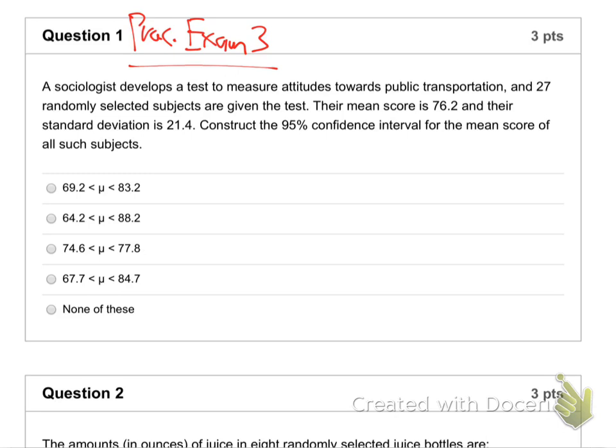All right. A sociologist develops a test to measure attitudes towards public transportation. 27 randomly selected subjects are given the test. Their mean score is 76.2 and their standard deviation is 21.4. Construct a 95% confidence interval for the mean score of all such subjects. Okay, so let's go find it.